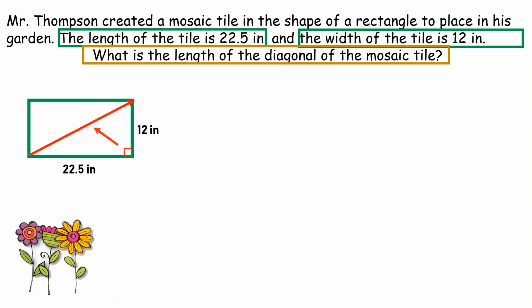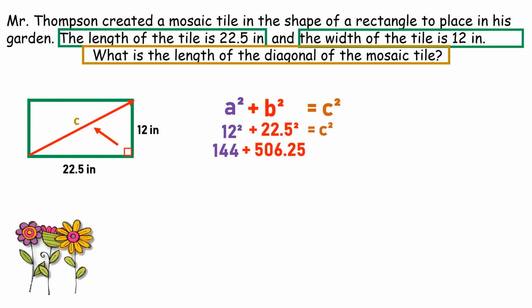I will locate my 90-degree angle and draw my arrow to locate where my C side is, which in this case is missing. I would then solve with a squared plus b squared equals c squared, where a is 12 squared, b is 22.5 squared, and those equal c squared. 12 squared is 144, and 22.5 squared is 506.25, which those equal c squared. I will find the sum of a and b, which is 650.25, and that equals c squared.